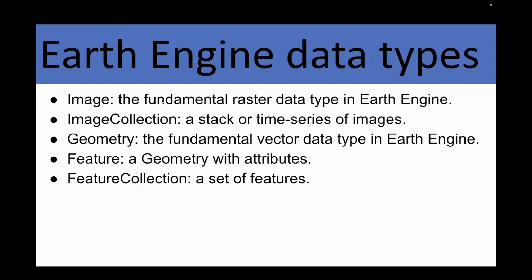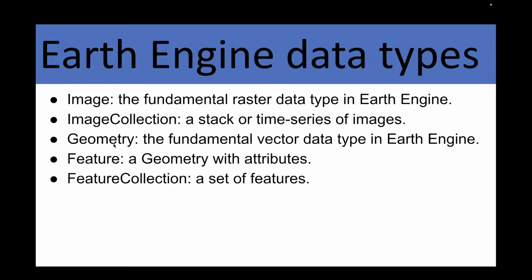Image is basically the fundamental raster data type in Earth Engine. And image collection is a stack or time series of images. So image collection is another data type.